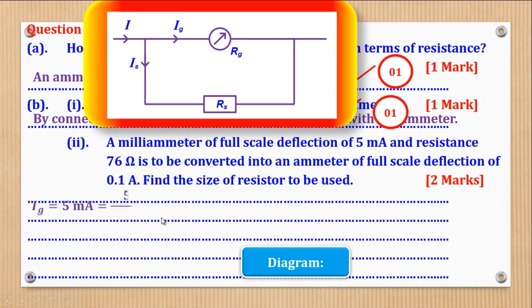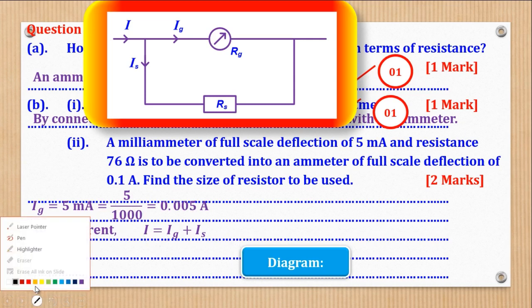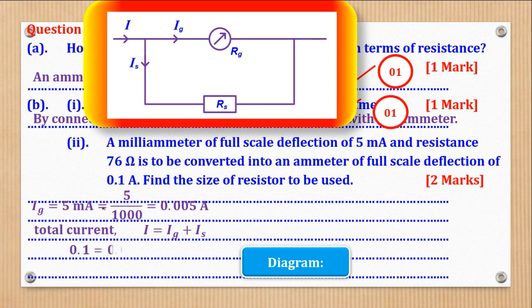So if we do that, we shall say that Ig is equal to 5 milliamps. To change it to ampere, it will give you 0.005 ampere. Then I have to remember that the total current I is equal to Ig plus Is, and I know that Ig is 0.005 and I is equal to 0.1. Therefore, when I substitute and make Is the subject, Is will be 0.095 amperes.